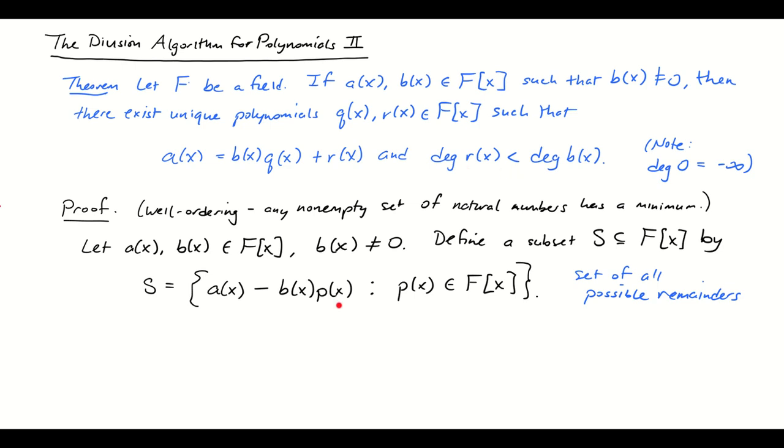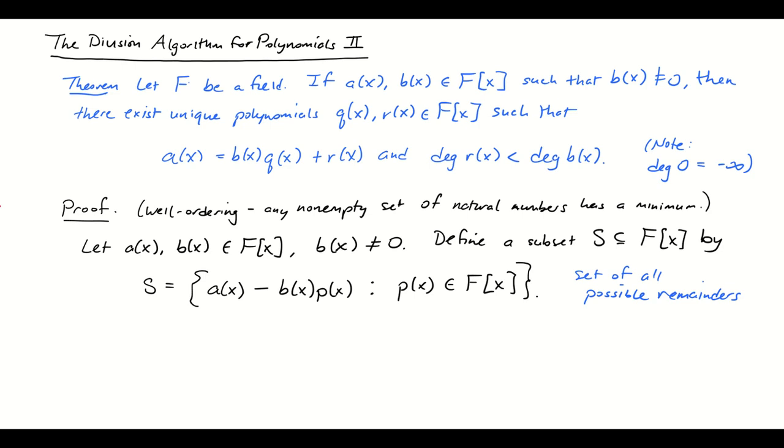In fact, there will be, because p of x can be any polynomial we want. Its degree could be huge. So S will contain a lot of polynomials, not just the remainder that we want. But the remainder that we want, if it's in there, assuming it's in there, and we'll prove that it is, is going to be the one with the smallest possible degree.